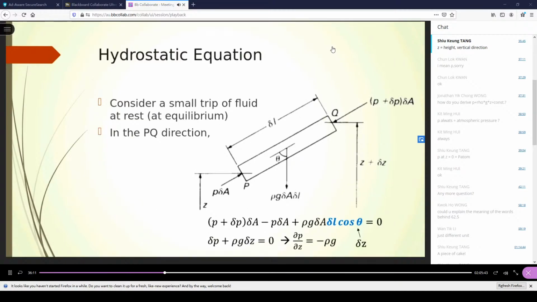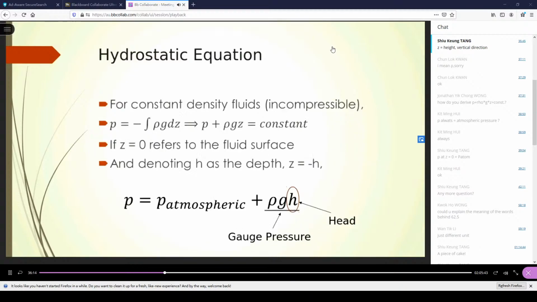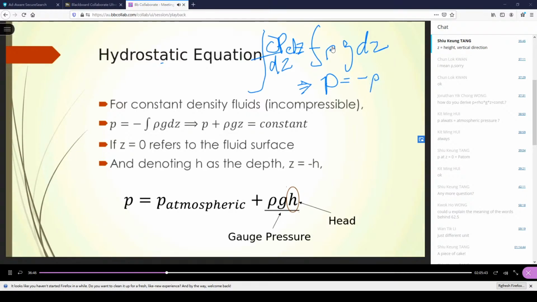Now, because we have an equation, right? This is the equation that we developed. So let's write P. We have dP/dz equal to negative rho g, right? So what you're going to do is to integrate this with respect to Z, right? So what you get is P equal to negative rho g Z plus a constant, right? So this is your equation.